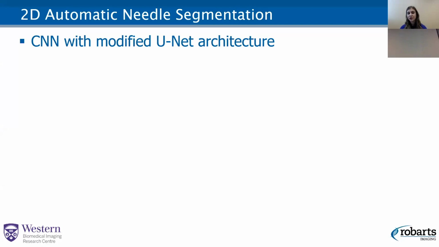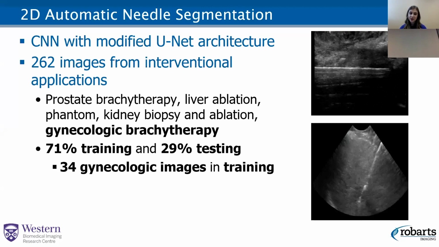And so in order to do our 2D automatic needle segmentation, we used a convolutional neural network with a modified U-Net architecture. And we used 262 images from a variety of interventional applications in order to get a large enough data set to perform both training and testing. So our data set included images from prostate brachytherapy, liver ablation, as well as phantom procedures, kidney biopsy and ablation procedures, and some gynecologic brachytherapy images.